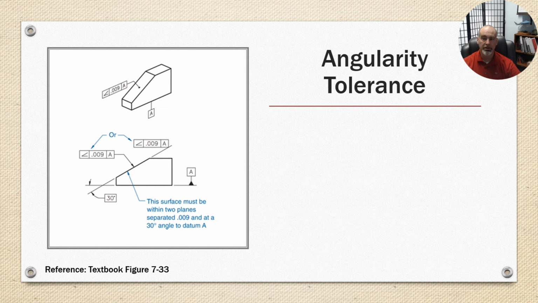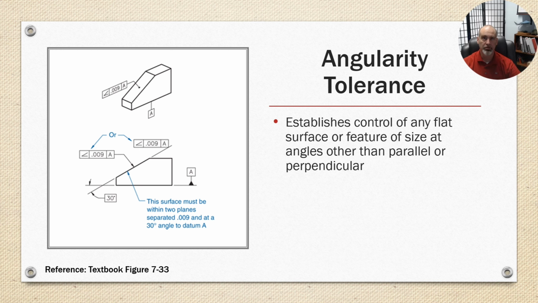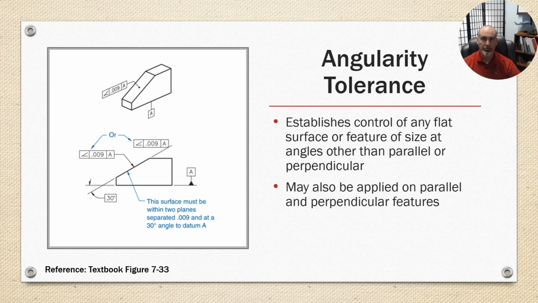Angularity tolerance establishes control of any flat surface or feature of size at angles other than parallel or perpendicular. It may also be applied on parallel and perpendicular features. Always reference one or more datums when you're using this geometric form.